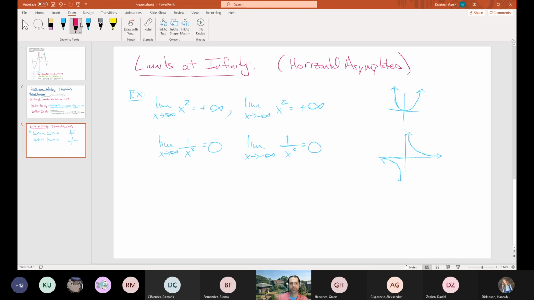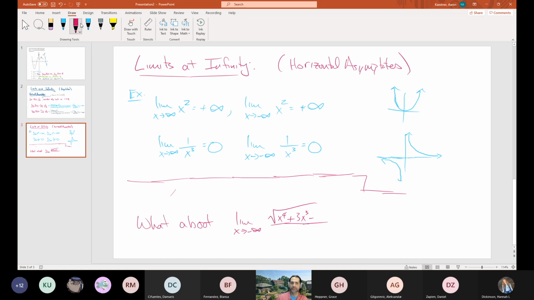Now, those aren't too bad, but what if we ask ourselves something slightly more complicated? What about the limit as x goes to negative infinity of, let's write, the square root of x to the 4th plus 3x cubed minus 7, over 5x squared plus x minus 3.